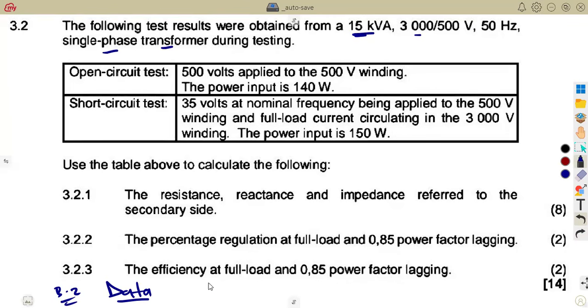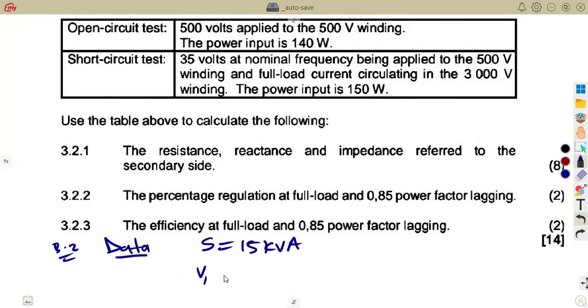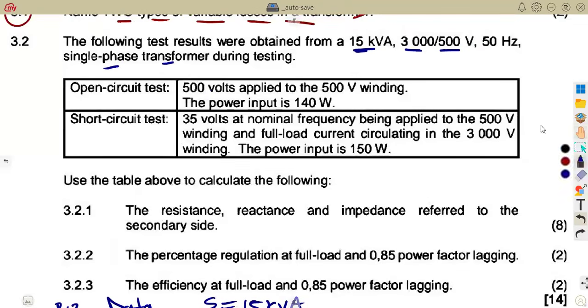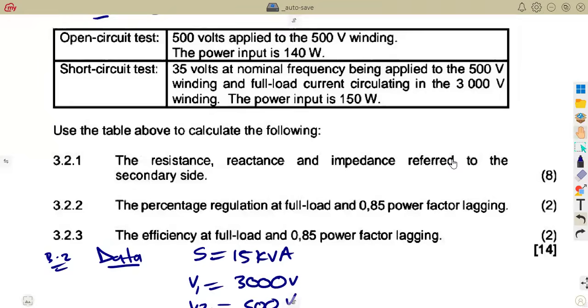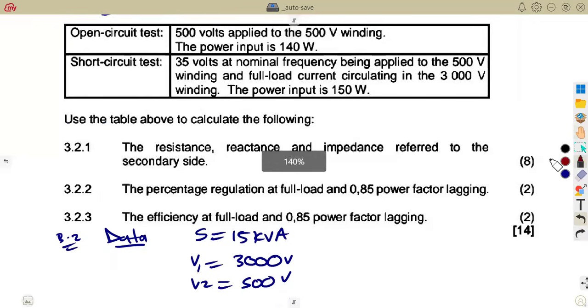We are given S as 15 kVA, and 3000 over 500, that is V1 over V2. So we've got V1 3000, then V2 500. Then the frequency. Just know it's a frequency because you're dealing with a single phase. So these are the tests as it is operating, and this is what we have.